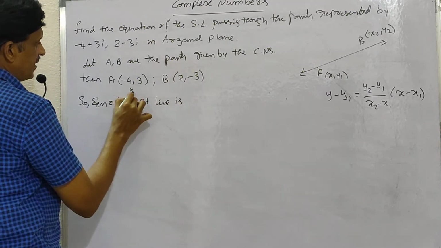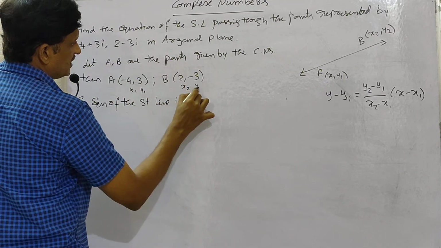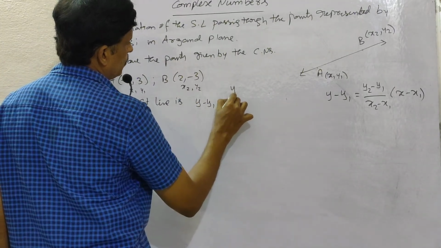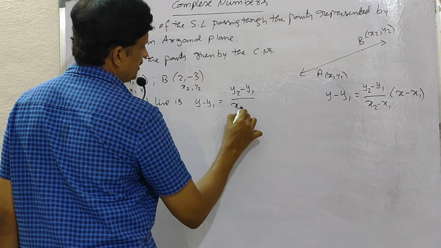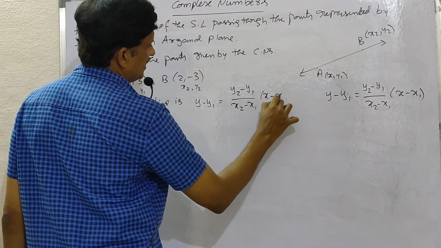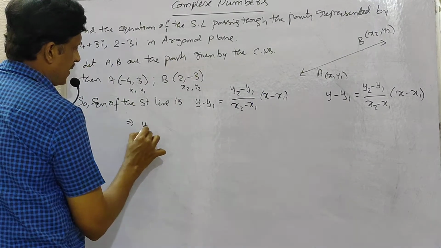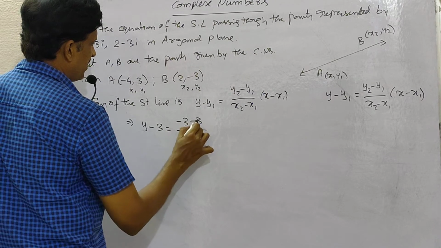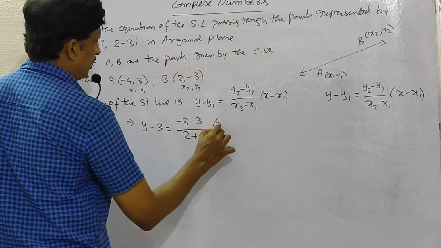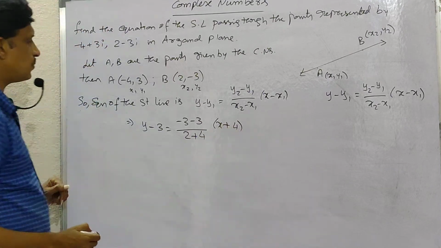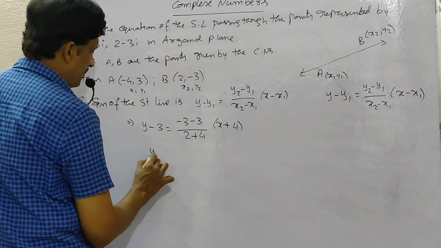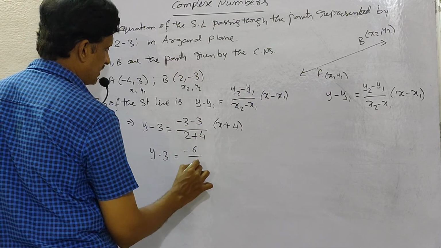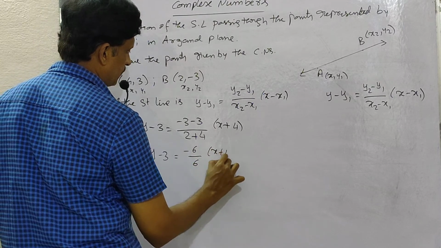Here the x1, y1 means the first point, x2, y2 means the second point. So, the required straight line equation is y minus y1 is equal to y2 minus y1 by x2 minus x1 into x minus x1. Now substitute these values. Y minus y1, that is 3, is equal to y2 minus y1 by x2 minus x1 into x minus x1, where x1 is minus 4. So this will be y minus 3 is equal to minus 3, that is minus 6 by 2 plus 4 is 6, into x plus 4.